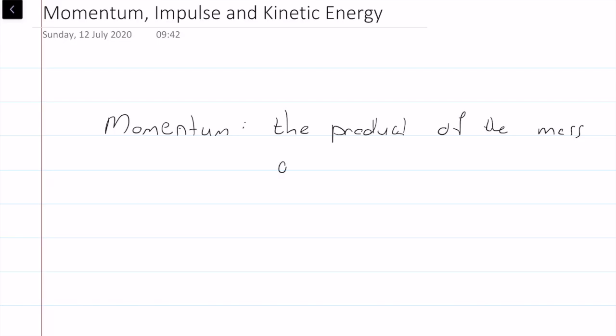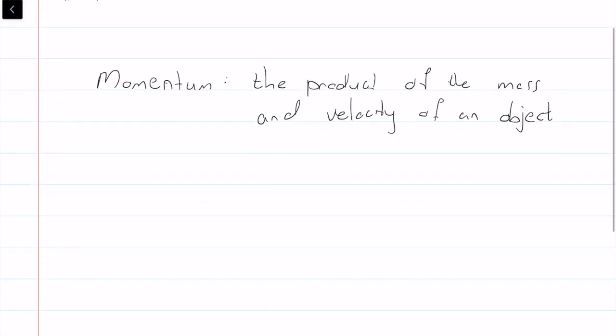So the first thing that we're going to touch on is momentum. To understand momentum we first need a definition. The definition of momentum is the product of the mass and velocity of an object. So that's all momentum is. Momentum is just the product of the mass and the velocity of an object.